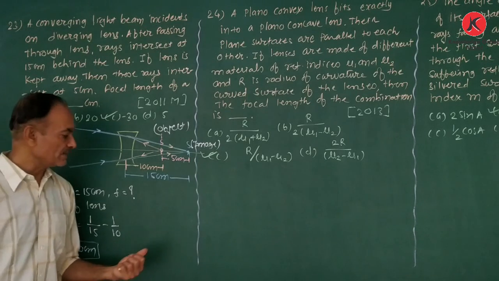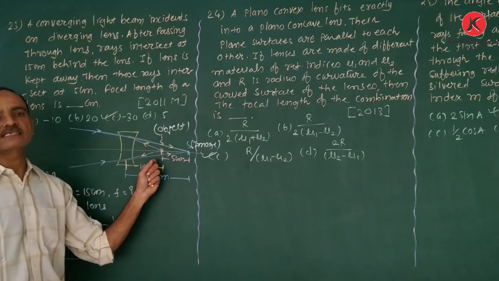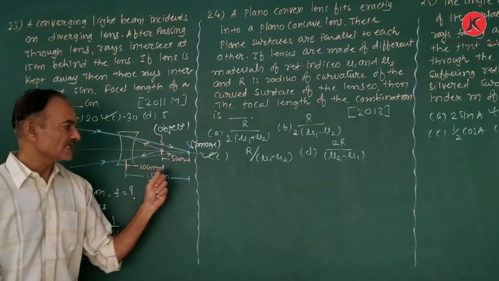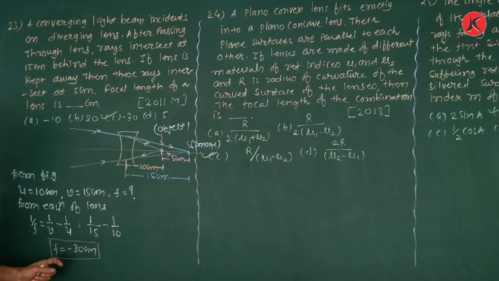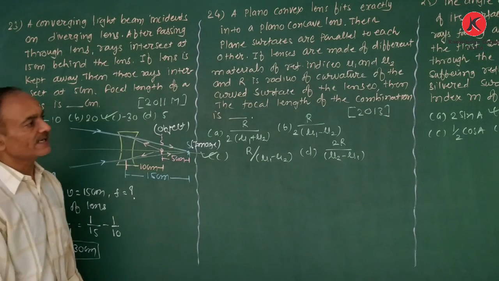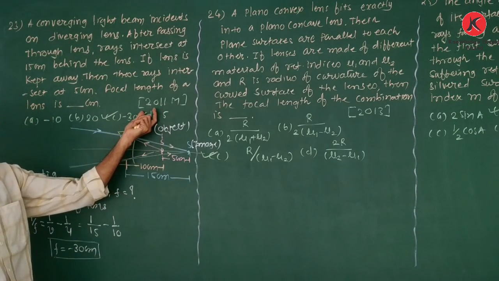By using the equation of the lens, 1 upon f is equal to 1 upon v minus 1 upon u. Here u is not negative because distance is measured in the direction of incident light. Therefore, we obtain minus 30 centimeter as the focal length of the concave lens. Clear this? Okay. Now the next numerical was asked in 2013. Earlier it was asked in the 2011 main exam of All India PMT test.